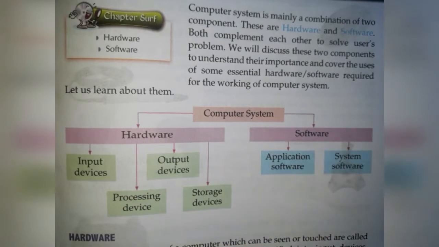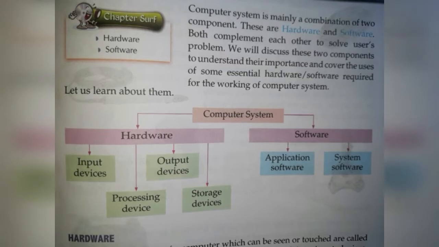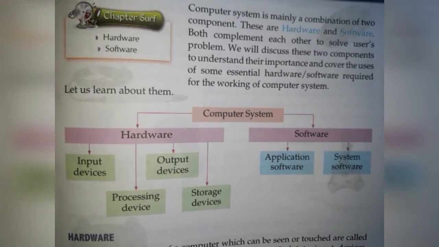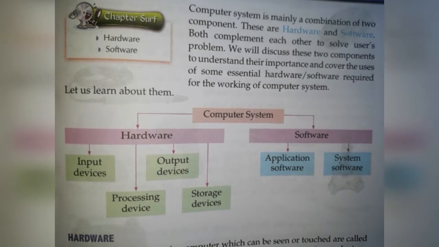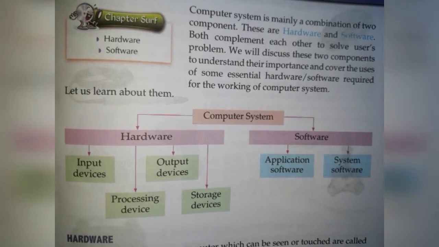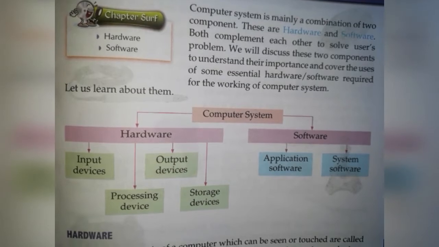Now the hardware is divided into so many things. It consists of the input devices and the output devices, processing devices and the storage devices. Software is also divided into two components, that is application software and the second one is system software. Now do you know what is hardware?